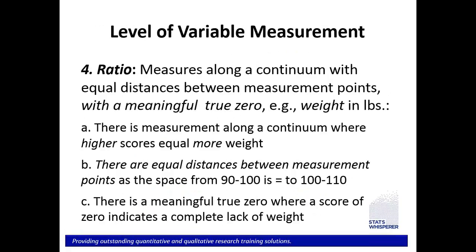Now the distinction with number 4, the ratio level of measurement, is that there is a meaningful true 0, right? So ratio is measured along a continuum, the same as interval, with equal distances between measurement points, but with a meaningful true 0. So weight is a great example. So subsection A, if we measured something in weight, it would be along a continuum from 0 on up to however heavy the heaviest thing in the universe is. B, there's equal distances between measurement points. From 90 to 100 pounds is the same as from 100 to 110. And C, there's a meaningful true 0, where if your weight is 0, it does indicate a complete absence of weight.